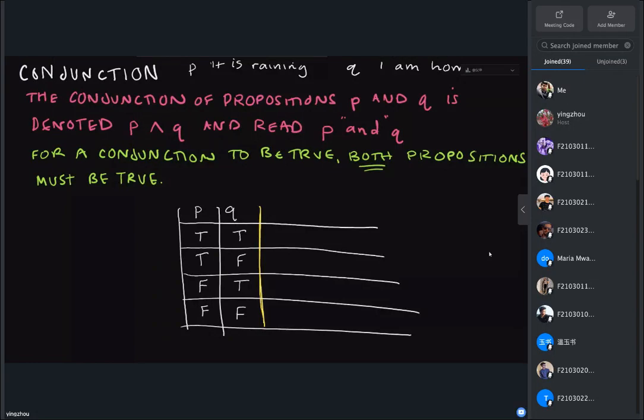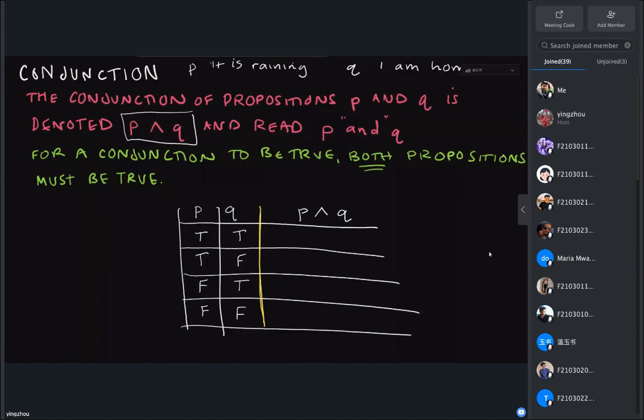On the right side is always going to be whatever it is that you are doing a connective of. So in this case, we're only doing P and Q, or the conjunction of P and Q. And that's the only thing I will need on the right side of my truth table. Now, before we start filling it in, let's think about what this means. P says it's raining, Q says I'm home. For this conjunction to be true, both propositions must be true. So it must be raining and I must be home.